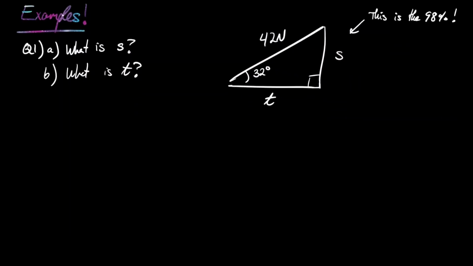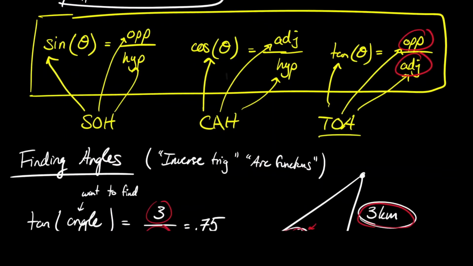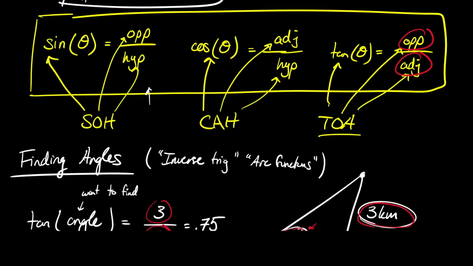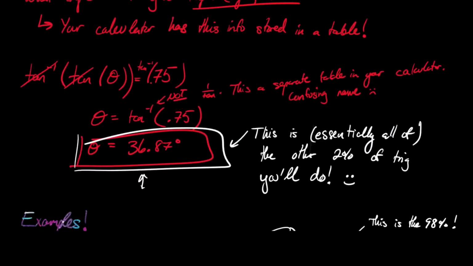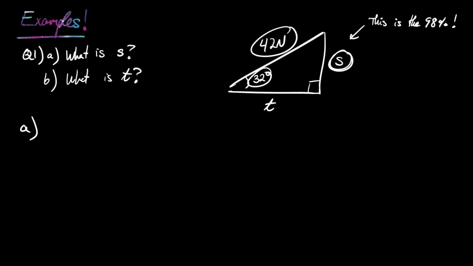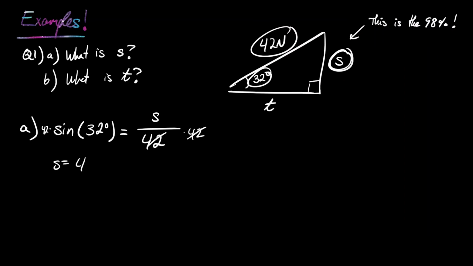Okay, so for side S, we're given this angle, we want to find the opposite, and we have the hypotenuse. So we have opposite and hypotenuse. So if we go up to our bank here and we're looking for which trig function we might want to use, sine has opposite and hypotenuse. Okay, so the sine of 32 degrees is going to tell us how big the side opposite that angle is, so sine of 32 is S over 42. Okay, we multiply both sides by 42 to bring S by itself. So S is 42 times the sine of 32 degrees.